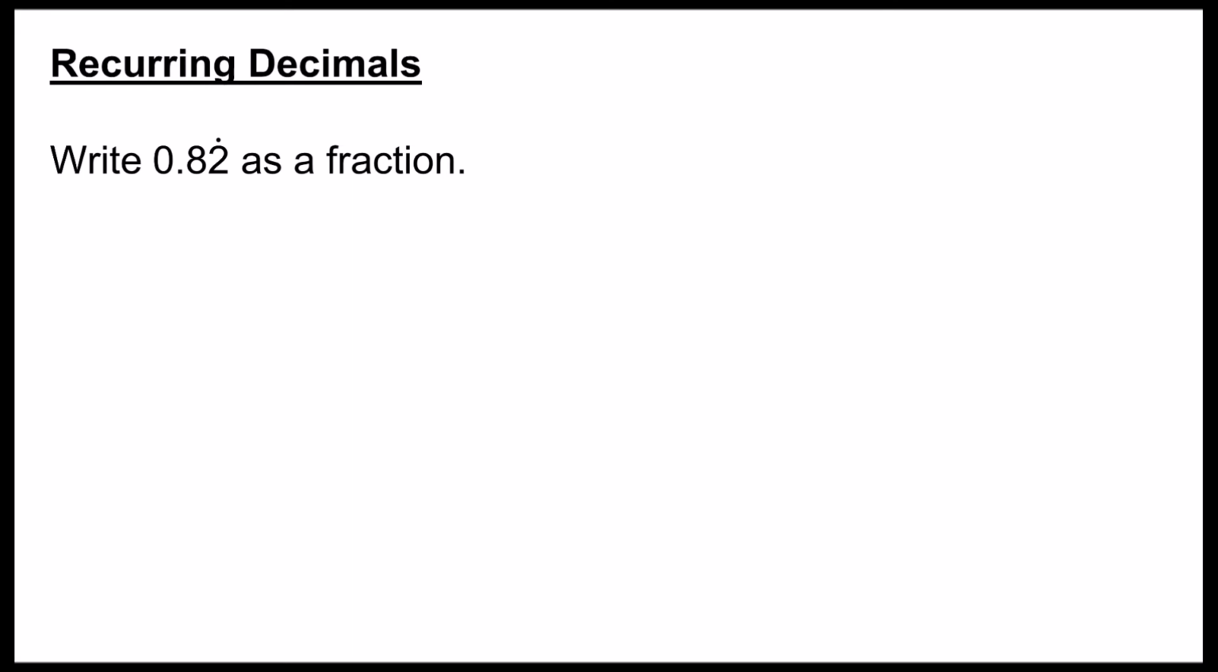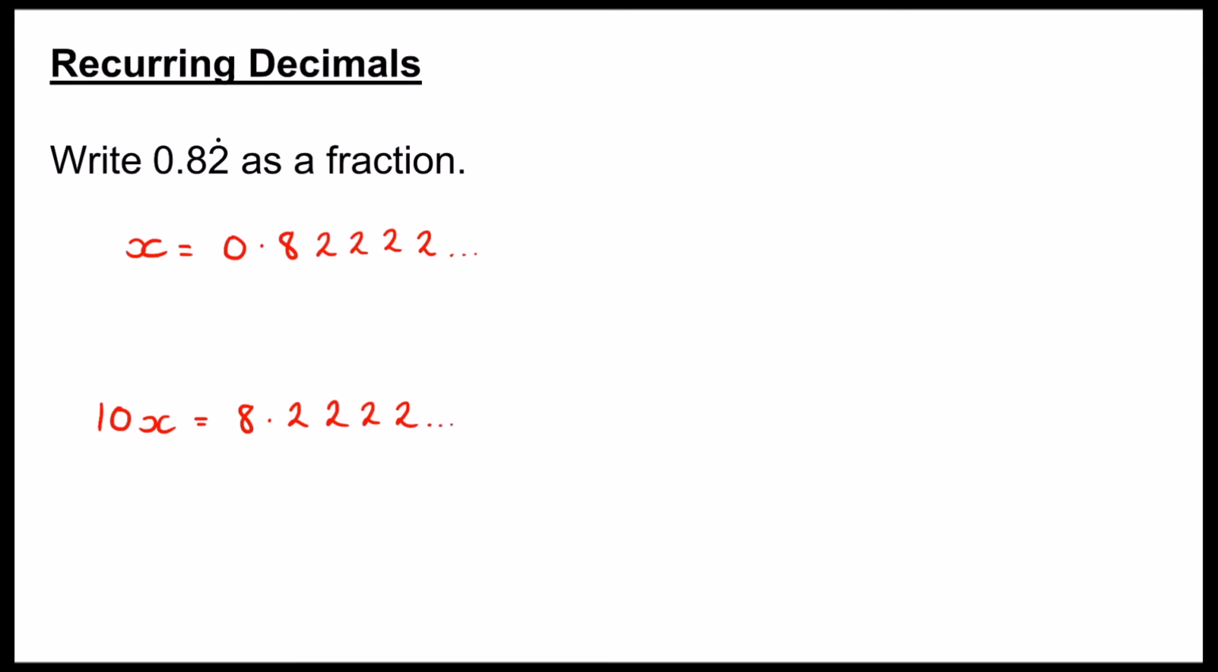I can start off as I did before by writing out exactly what this means. So x is equal to 0.8222 and so on. This time, because it isn't just the recurring part that comes after my decimal place, I'm going to have to write down two equivalent equations that I can use. First of all, if I multiply by 10, I can say that 10x would equal 8.2222 and so on.